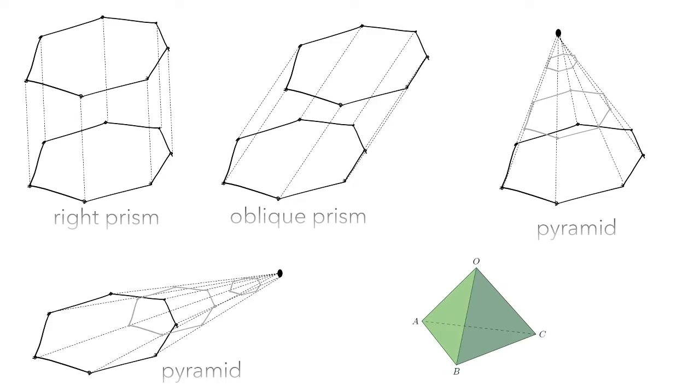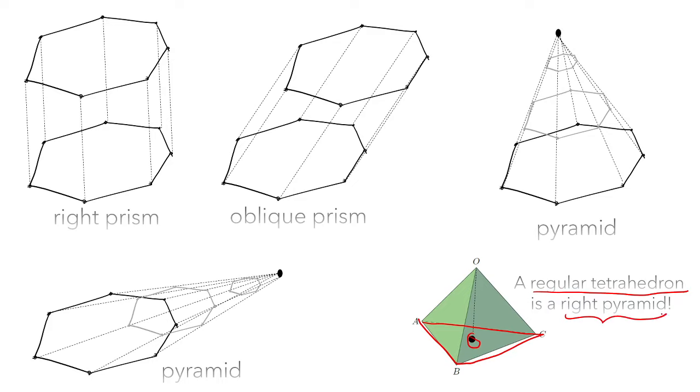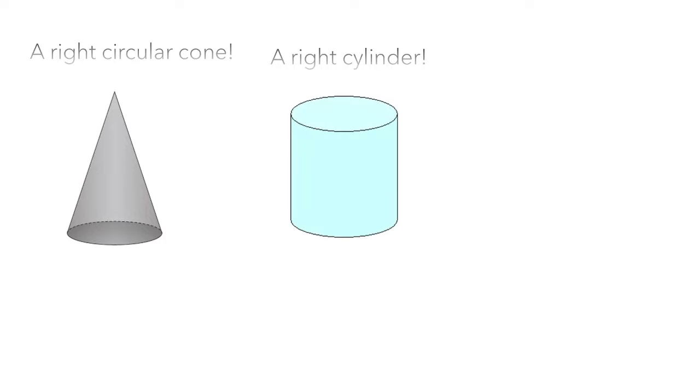But in case you have a regular tetrahedron, and ABC is an equilateral triangle, and this point is the centroid of the equilateral triangle, and you go straight up, then you get a regular tetrahedron, and that is a right pyramid. So pyramids can also be called right or oblique in that sense. Okay, so a right circular cone, let's think about these kinds of shapes, and a right cylinder. How about this? Should we call them pyramids and prisms?